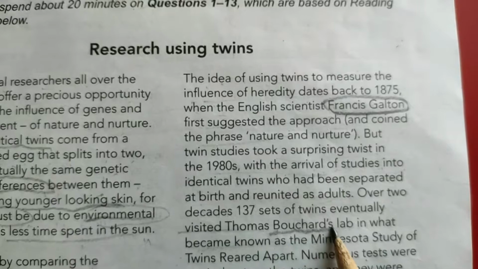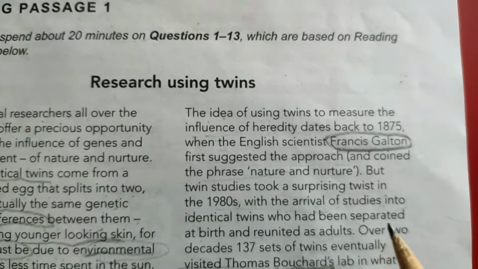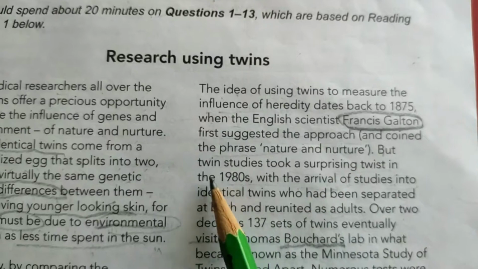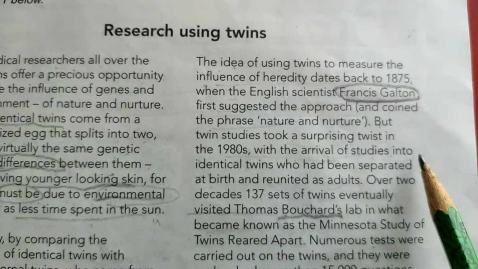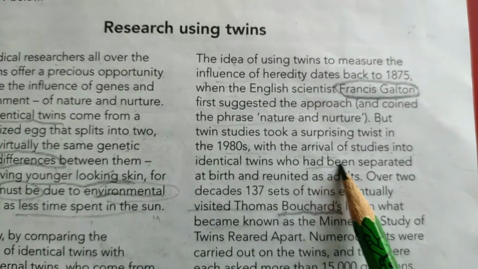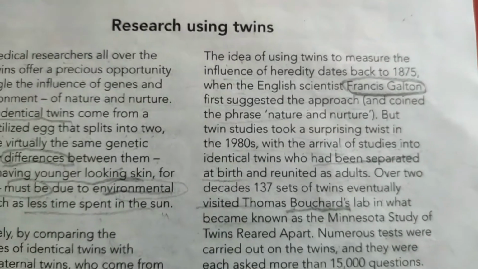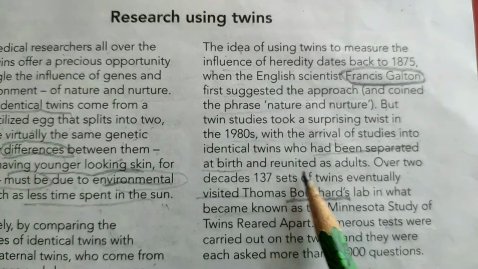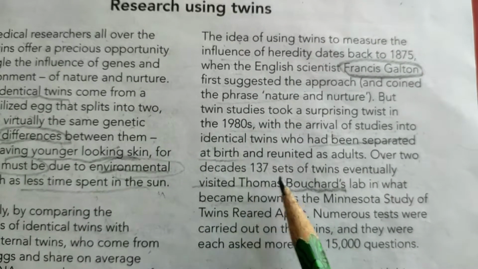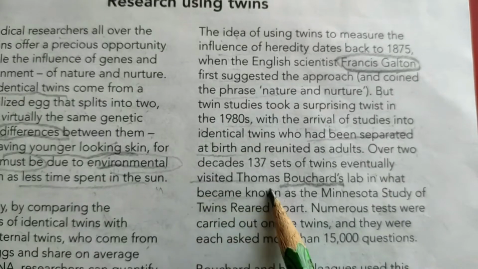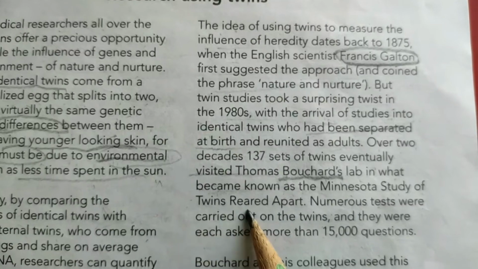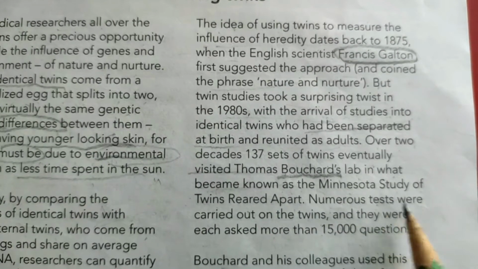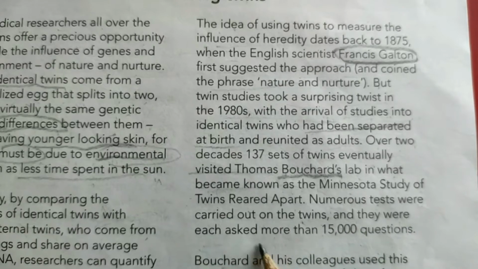Yes, here Butcherd's lab. We will read the paragraph from here: but twin studies took a surprising twist in the 1980s with the arrival of studies into identical twins who had been separated at birth. Yes, we get this word, and reunited as adults. Over 2 decades, 137 sets of twins eventually visited Thomas Butcherd's lab in what became known as the Minnesota study of twins reared apart. Numerous tests were carried out on the twins.